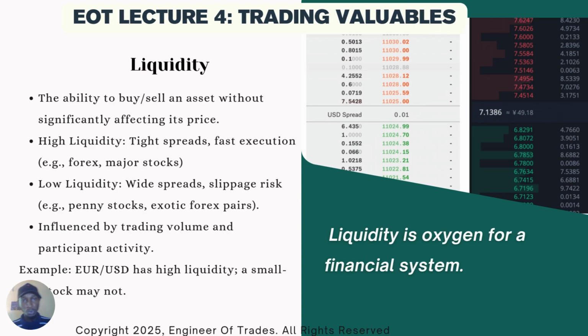So we move on to the next one, liquidity. I will not spend a lot of time here. We have looked at what liquidity is, and it is basically just the ability to buy or sell an asset without really affecting its price. So, of course, high liquidity goes hand in hand with tight spreads, or rather, little or minimal expenses, and there is fast execution. Low liquidity goes hand in hand with wide spreads, and we have issues with slippage.